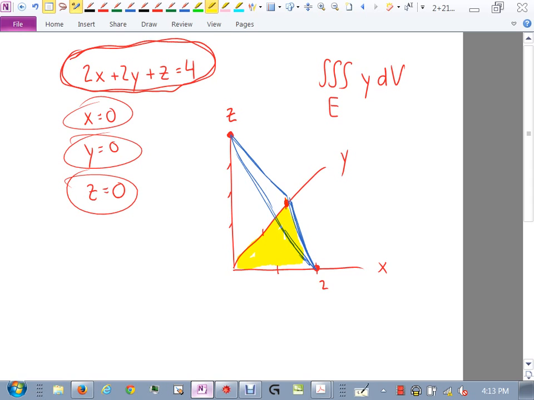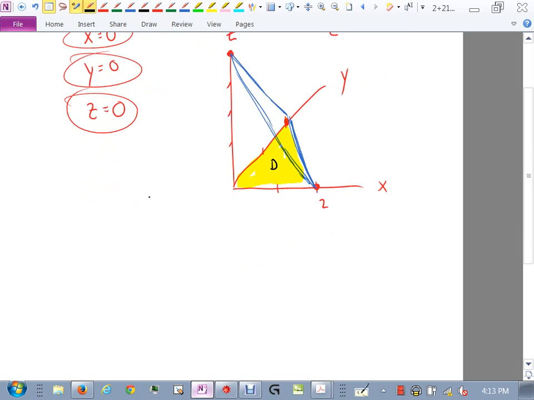What I'd like to do is call that thing on the ground D and draw it in a two-dimensional picture, x, y. Where does it hit on the y-axis? 2. Where does it hit on the x-axis? 2. And draw a straight line. All right, so that's my D. I should draw it the same color here.